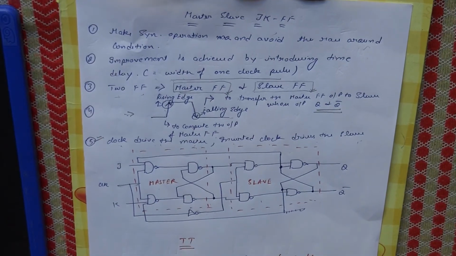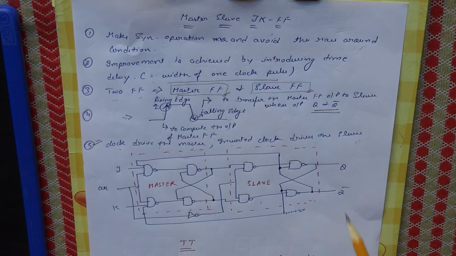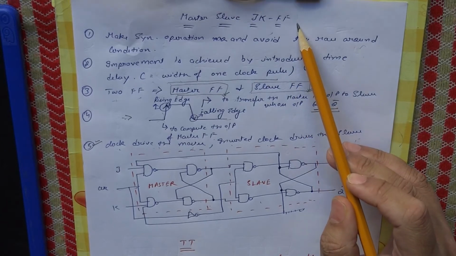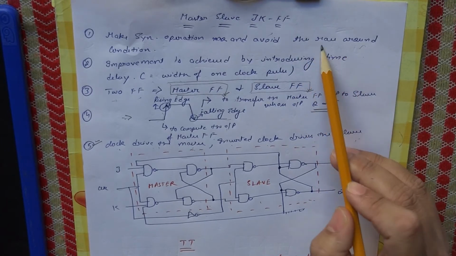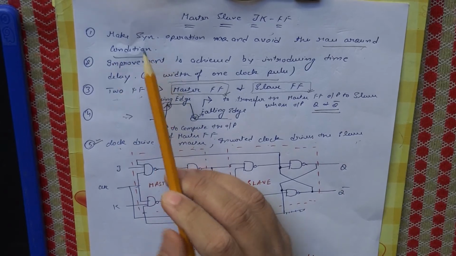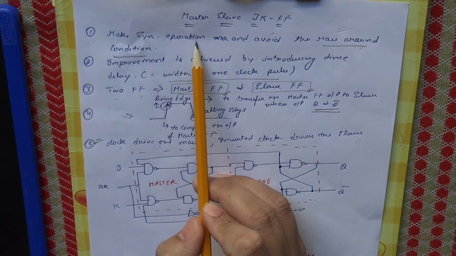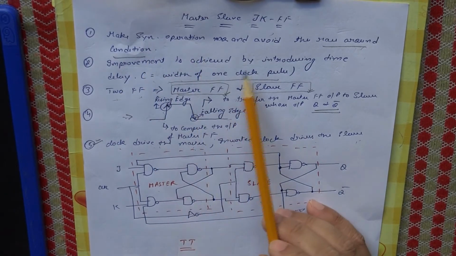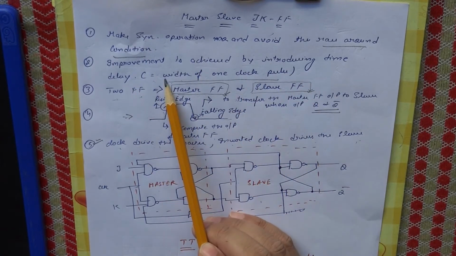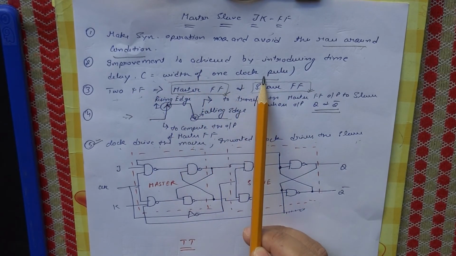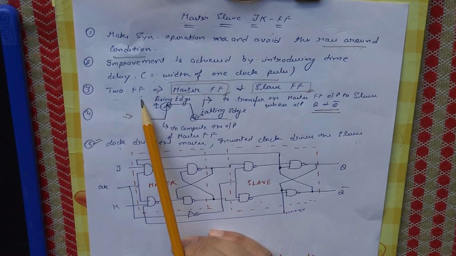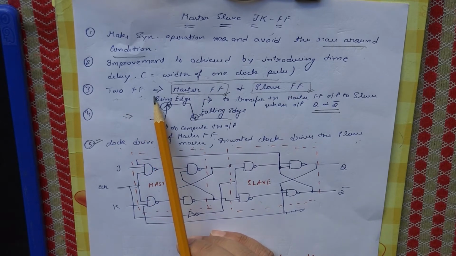Now the next topic is the master slave JK flip flop. It is basically designed to avoid the problem of the race around condition which exists in a JK flip flop, and it provides synchronous separation. This improvement is achieved by introducing a time delay which is equal to the width of one clock pulse. The master slave JK flip flop includes two flip flops.